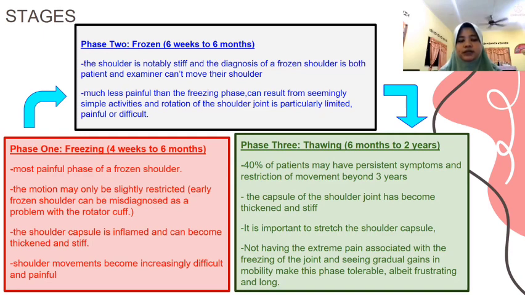In this phase, the capsule of the shoulder joint has become thickened and stiff, but over time it gradually loosens. It is important to stretch the shoulder capsule, even allowing for some discomfort, in order to ensure the shoulder joint mobility continues to recover. Not having the extreme pain associated with the freezing of the joint and seeing gradual gains in mobility make this phase tolerable.